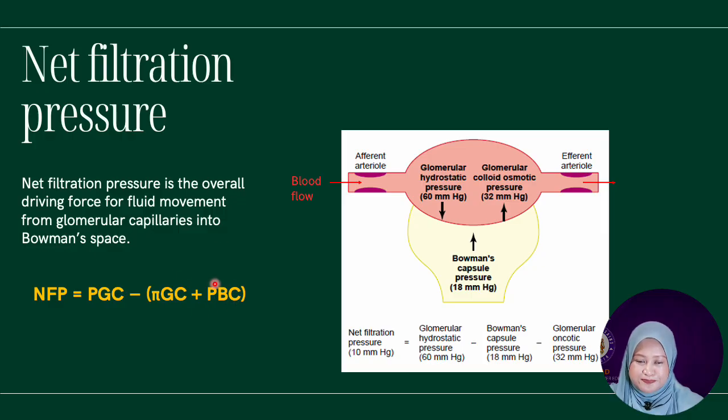Mathematically, it is calculated as glomerular hydrostatic pressure minus the sum of plasma oncotic pressure and Bowman's capsule pressure. Glomerular hydrostatic pressure is approximately 60 millimeter mercury. Plasma oncotic pressure is about 32 millimeter mercury, and Bowman's capsule pressure is about 18 millimeter mercury. So using this equation, the net filtration pressure is roughly about 10 millimeter mercury. Even though 10 millimeter mercury sounds small, remember that the glomerular capillaries have a large surface area, so that is why a small pressure can still produce a high filtration rate.